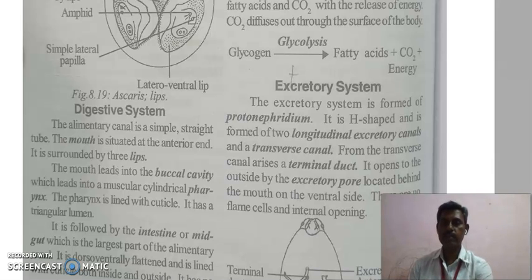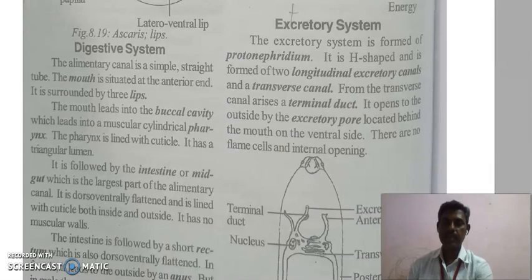In the digestive system, the alimentary canal is a simple, straight tube. The mouth is situated at the anterior end. It is surrounded by three lips, and the buccal cavity is present here.